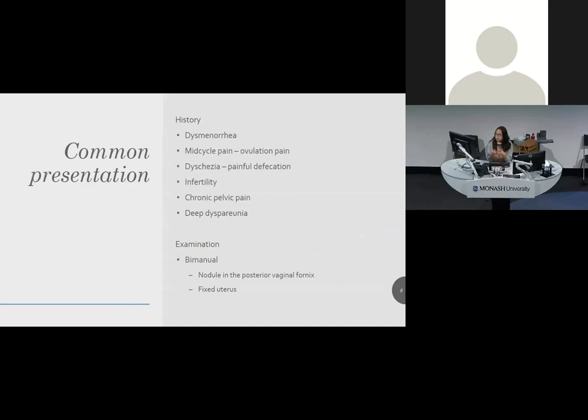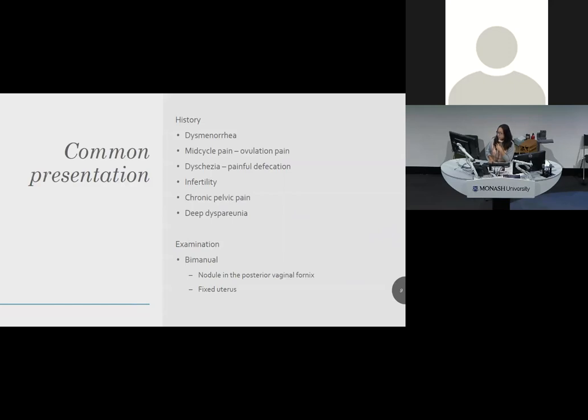It can also be a cause of infertility, and some people don't find out they have endometriosis until they can't fall pregnant. Like I said, chronic pelvic pain and deep dyspareunia when they have sex, because they can have lesions on their vaginal wall, on the back of the vaginal wall, or on the cervix as well.